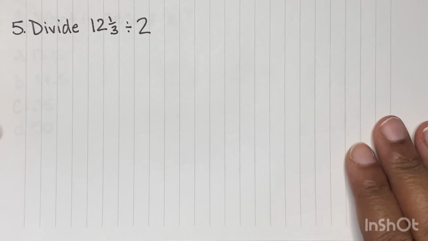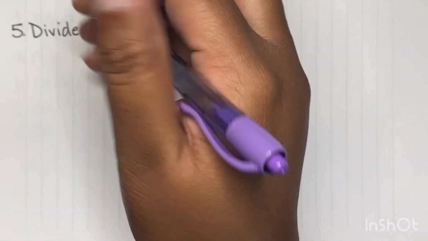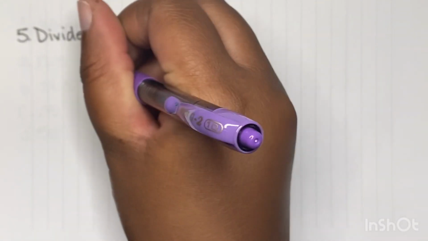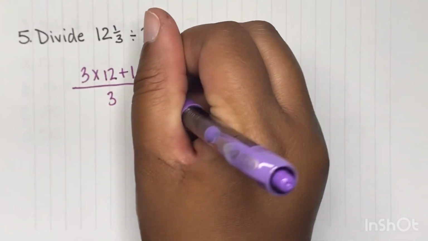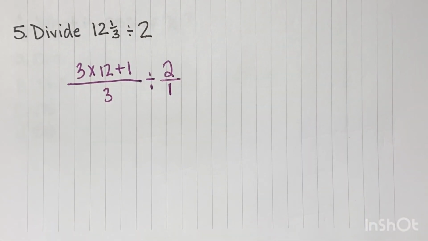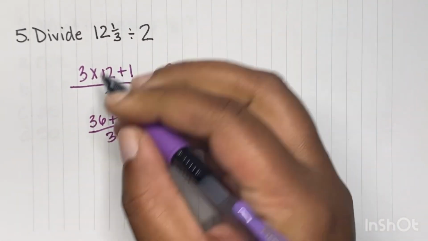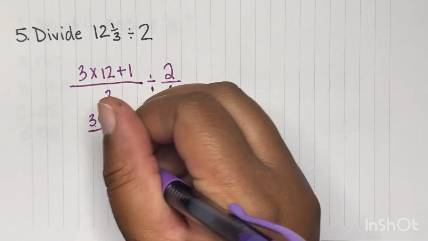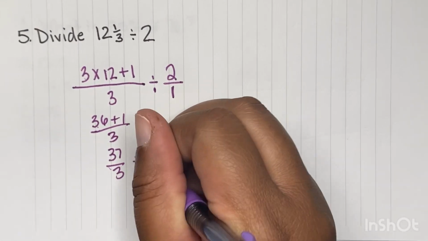Okay, number 5. Divide 12 and 1/3 divided by 2. We're going to change this mixed number into an improper fraction. So we're going to do 3 times 12 plus 1, all over what you divided by, which is 3. And remember, every whole number can be written over 1. Okay. So 3 times 12 gets us 36. And 36 plus 1 gets us 37 over 3. Now we're going to divide that by 2 over 1.